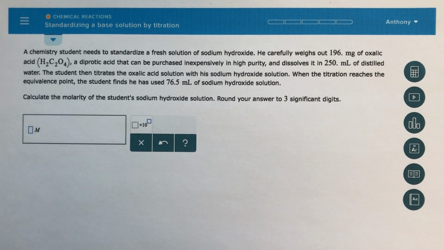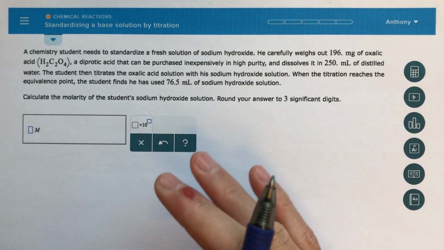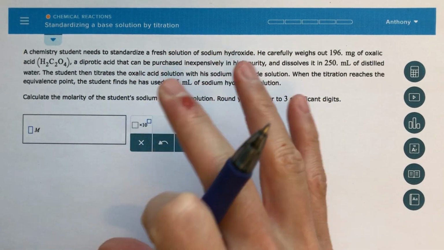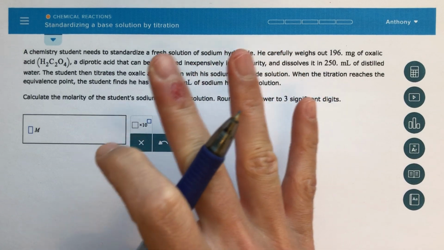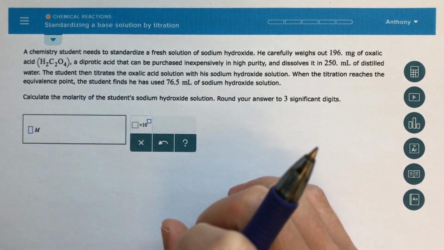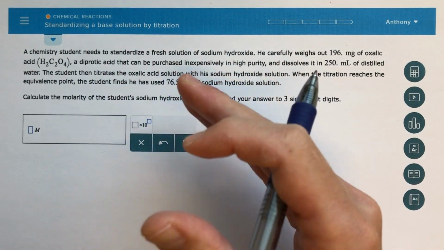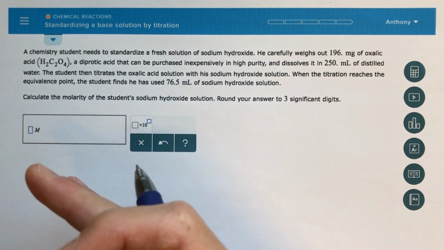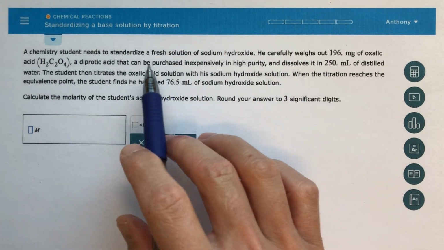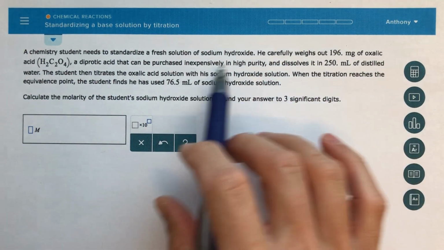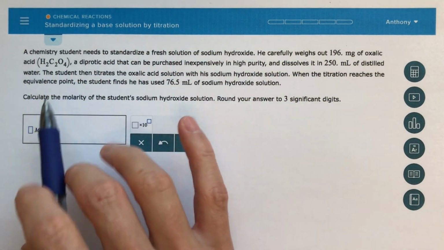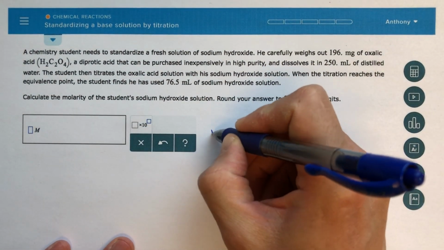And the first thing that we want to do is obviously start with a balanced chemical reaction. So anytime we look at this initially and we're like, oh my gosh, there's so much going on, start organizing the information and then worry about what the question's actually asking. So the first thing that I would do is I would say, we've got oxalic acid, H2C2O4. I'm going to write that down, right?